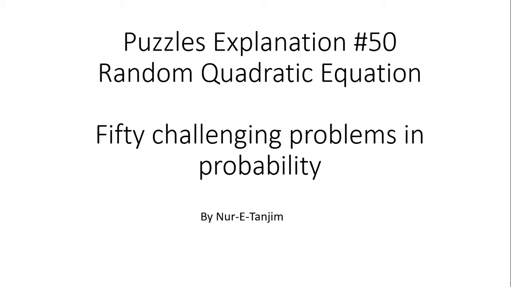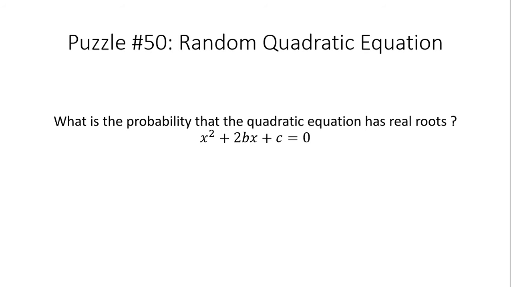Hello everyone. In this video I will try to explain problem number 50, which is a random quadratic equation. Let's move into the brief explanation. The problem is that we are given a quadratic equation, x square plus 2bx plus c is equal to 0, and the question is: what is the probability that this quadratic equation has real roots?